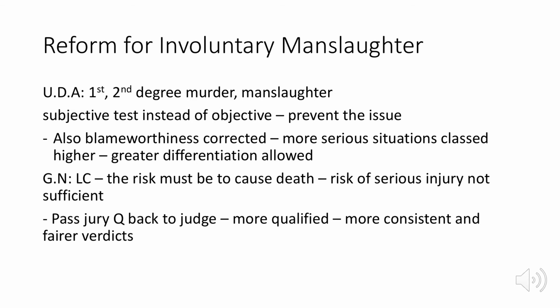Reform for UDA: you could have first and second degree murder and manslaughter, as mentioned before. You could also have a subjective test instead of the objective to prevent the issue. Also, blameworthiness is corrected, more serious situations are classed higher, and greater differentiation is allowed. For gross negligence, the Law Commission said the risk must be to cause death. The risk of serious injury is not sufficient.